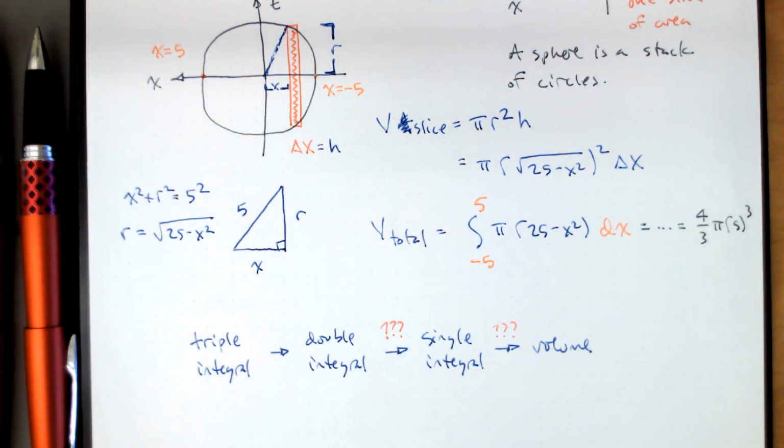So in the triple integral, dV is providing the volume. That's your meter cubed. In the double integral, the dA is the area and the function is the height. And in the single integral, the dx is the height and the function is the area. And one just leads to another.